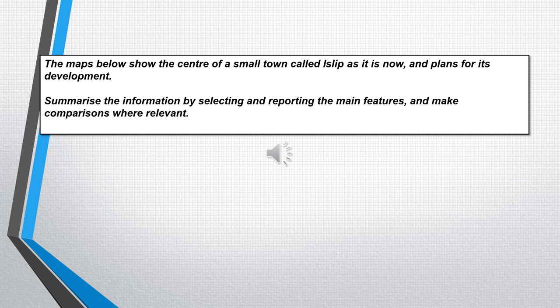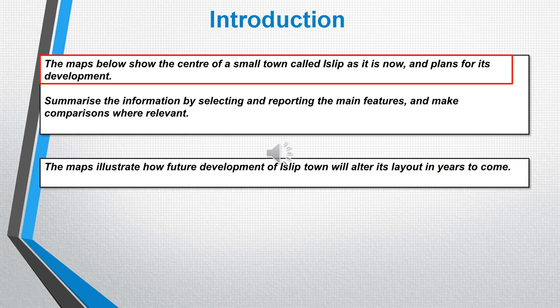Once again, we're going to rephrase the opening statement, and this time I've changed it to the maps illustrate how future development of Islip Town will alter its layout in years to come. So, some of these phrases you can just remember and use again if you get a similar now and future map. So, the maps illustrate is a nice phrase to remember, and also how something will alter. So it just means will change or will develop in the future. So will alter its layout is a nice phrase to remember as well. But that's our introduction done.